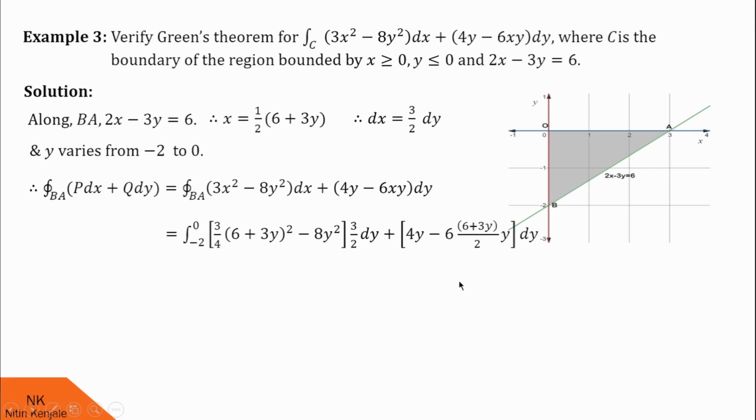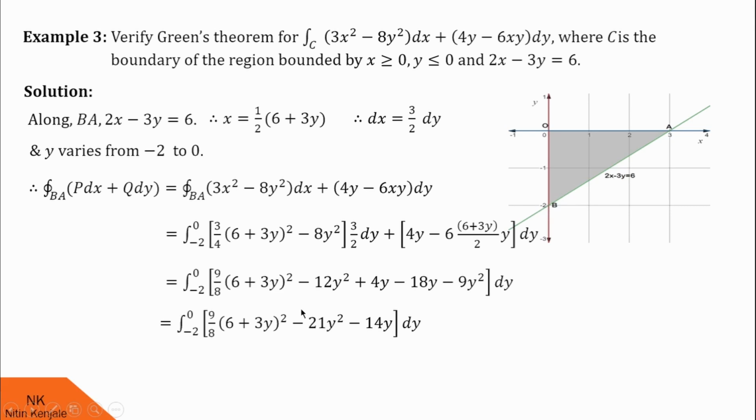Let us simplify this. Now we integrate this with respect to y. Integration of (6 plus 3y) the whole square is (6 plus 3y) whole cube upon 3 into derivative of 6 plus 3y, which is 3. 21y square integration is 21y cube upon 3. 14y integration is 14y square by 2 over the limits minus 2 to 0. Substituting these limits into this, we get value of this integral along BA is minus 1.